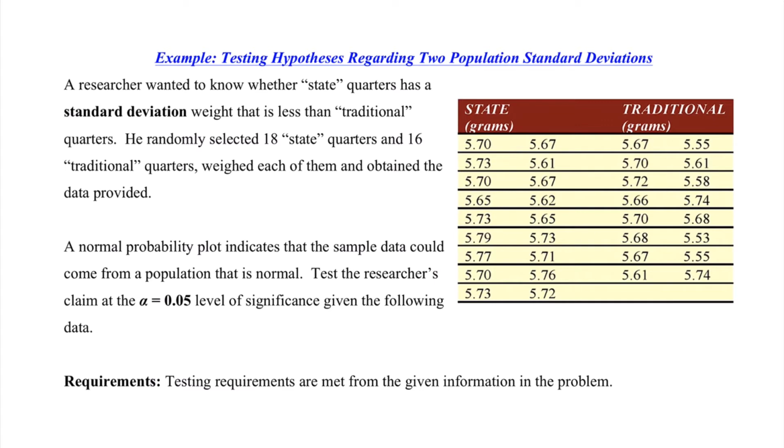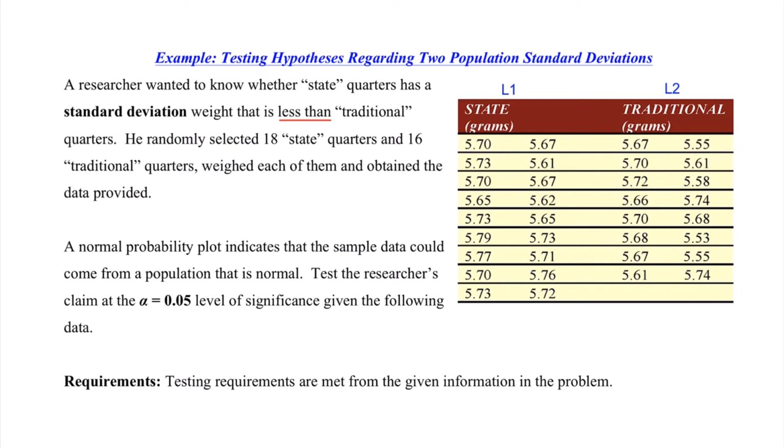We'll note that the test requirements are met from the given information in the problem, since of course we have an SRS, and the normal probability plot said that we're good to go. Heading over to the data, if you don't have it in your calculator already, we're going to throw the state data into L1, and the traditional data into L2, but then going back to the original story, just to make sure we have this lined up correctly.